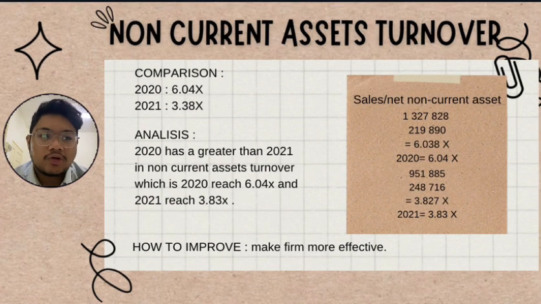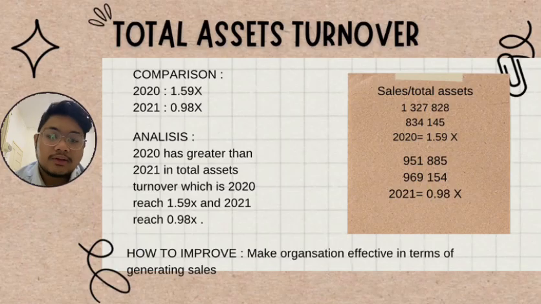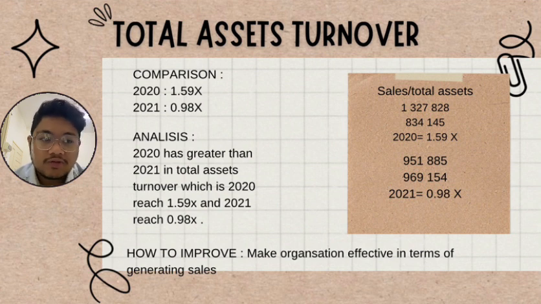2020 is greater than 2021 in non-current asset turnover, which is 2020 reached 6.04 times and 2021 reached 3.83 times. Flora have to make the firm more effective in terms of producing sales from non-current assets. Next, total assets turnover. 2020 is greater than 2021 in total assets turnover, which is 2020 reached 1.59 times and 2021 reached 0.98 times. Flora have to make their organization effective in terms of generating sales by getting total asset turnover good.